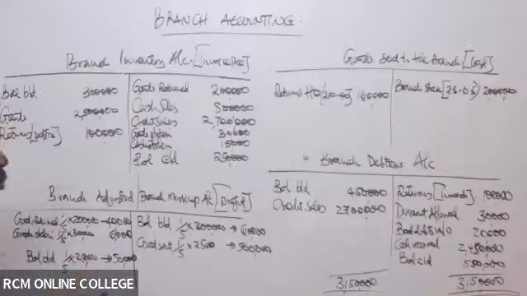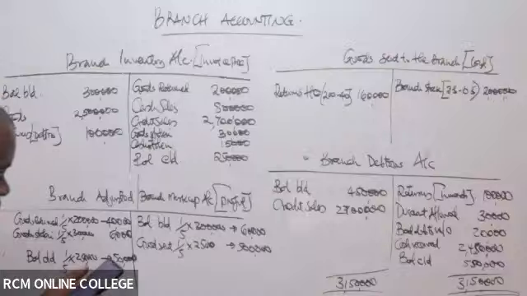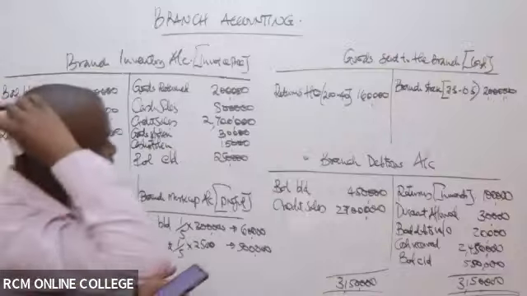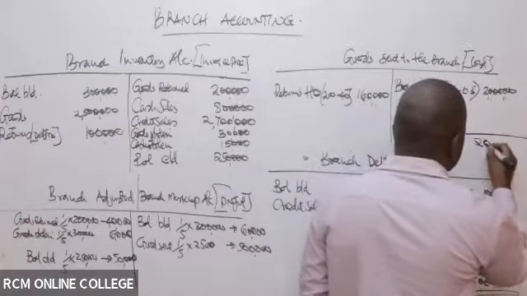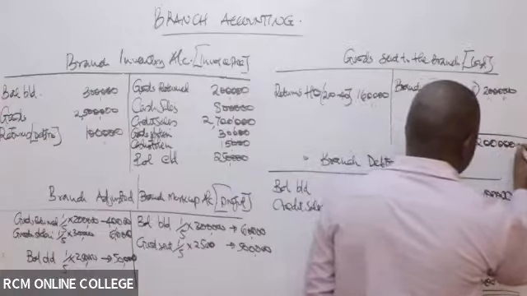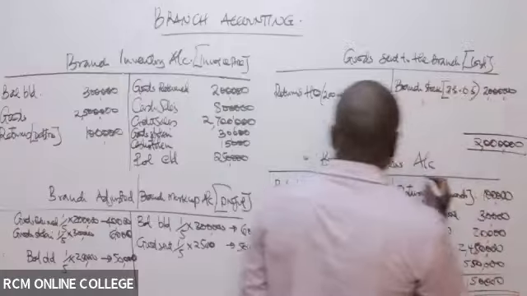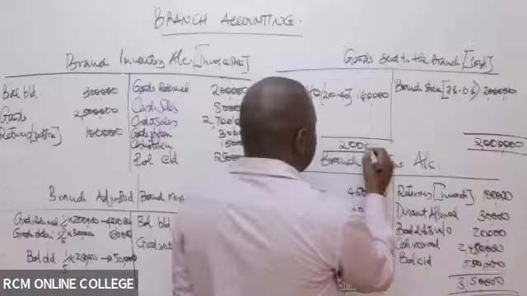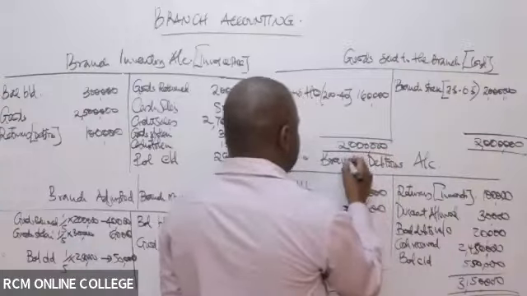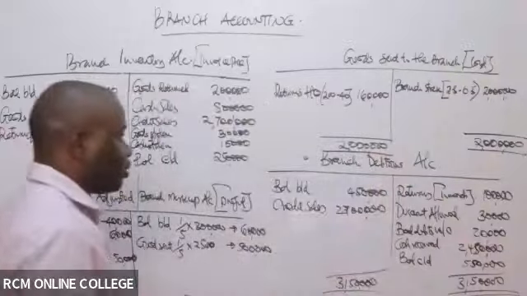So then in this case, you can balance the goods sent to the branch. Which side seems to be more? Looks to me this side is actually more. So we have 2 million.